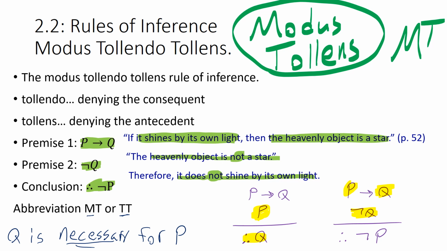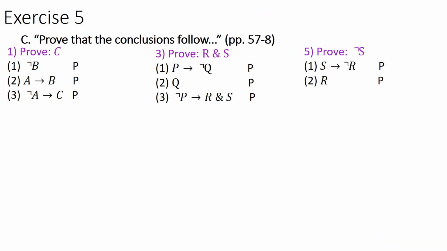So we have these two major rules of inference for our mixed hypothetical syllogisms. We have modus ponens and we have modus tollens. Those are the only two valid forms of the mixed hypothetical syllogism. As we wrap up this video, let's do 3 more proofs. This is from part C of exercise 5 on pages 57 to 58.